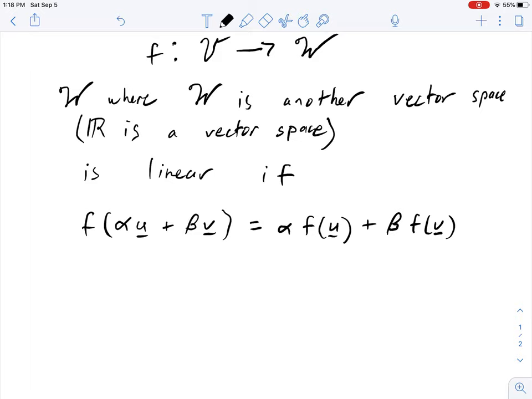So we require the target space of f to be a vector space, because the only way this operation makes any sense at all is if W is a vector space, namely something where you can add its components together and multiply them by scalars. All right, so it's linear if that expression holds for all scalars alpha and beta, and for all vectors u and v.